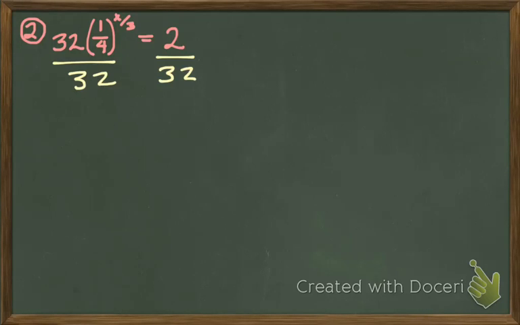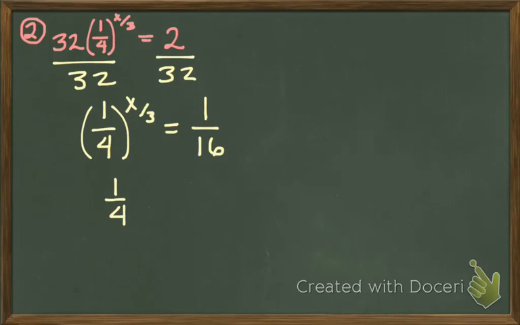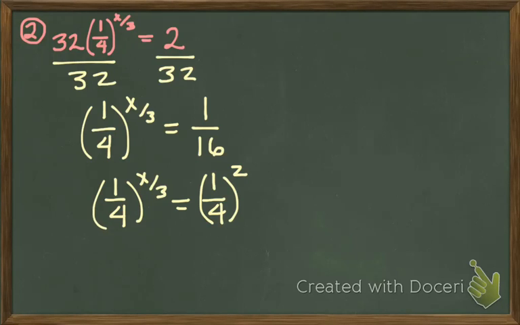And then when we do that, we have 1/4 to the x over 3 power equals 1/16 when we reduce it. Well, we're almost to the 1/4 power as a base on the right, but we can write 1/16 as a power of 1/4. And so 1/16 is just 1/4 squared. And then by our 1-to-1 property, x over 3 has to equal 2.